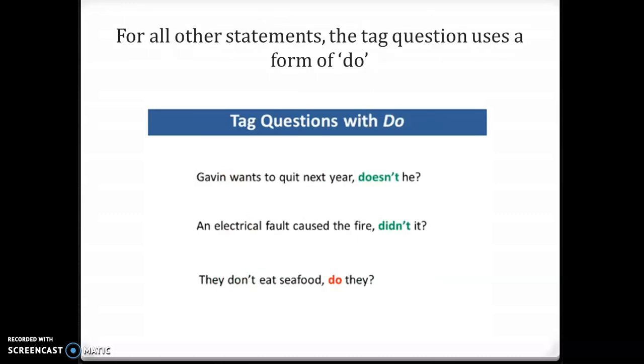For all other statements, the tag question uses a form of do. Gavin wants to quit next year, doesn't he? An electrical fault caused the fire, didn't it? They don't eat seafood, do they? Here you can see all of these 3 tag questions are using the verb do.